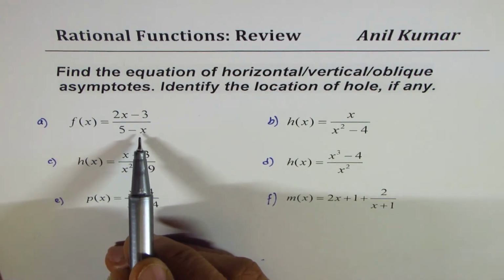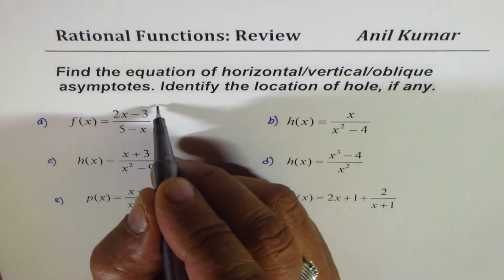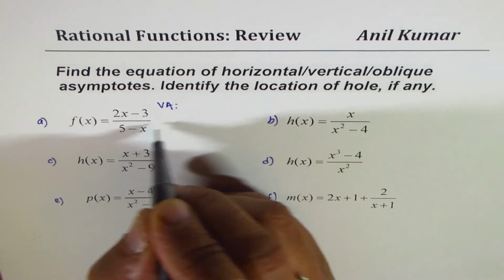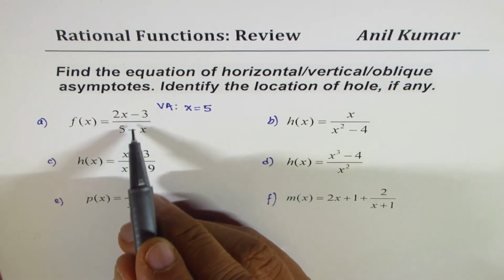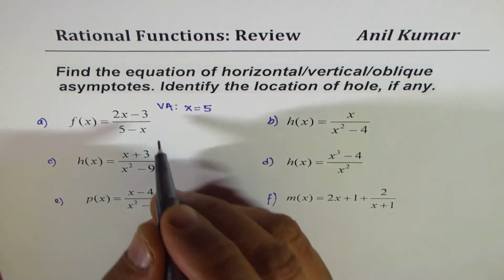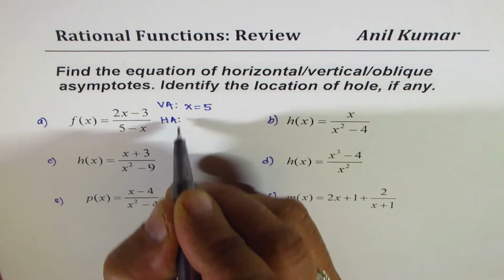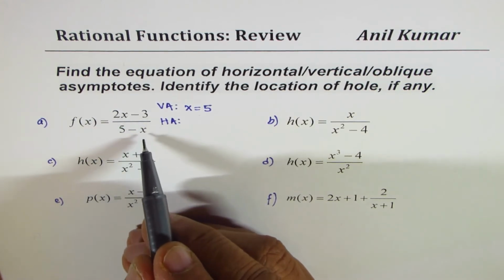vertical asymptote. Since the denominator can be 0 for x equals to 5, so we have a vertical asymptote as x equals to 5. Now x equals to 5 is not a common factor. As far as horizontal asymptote is concerned, since the degrees are same, what is the horizontal asymptote?